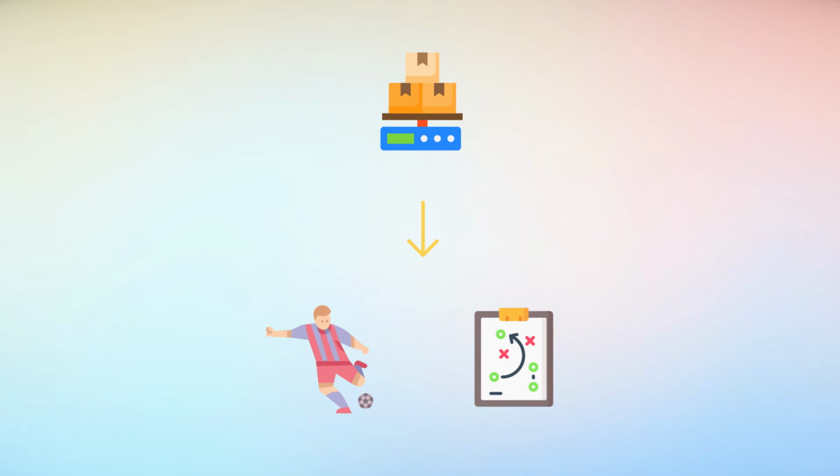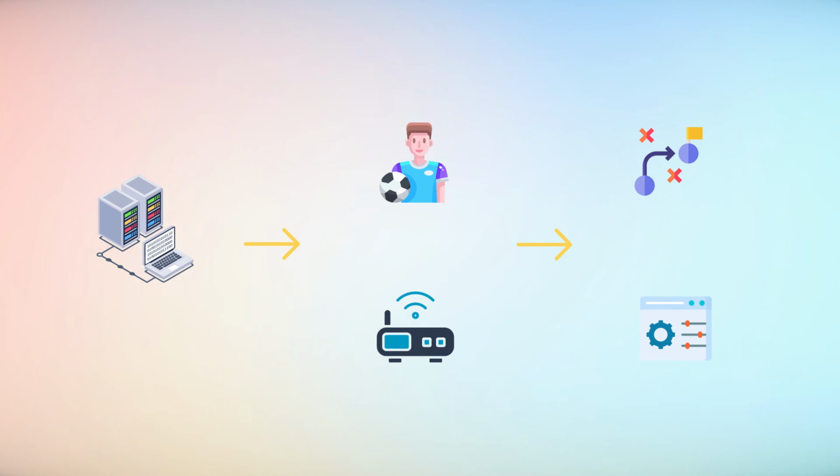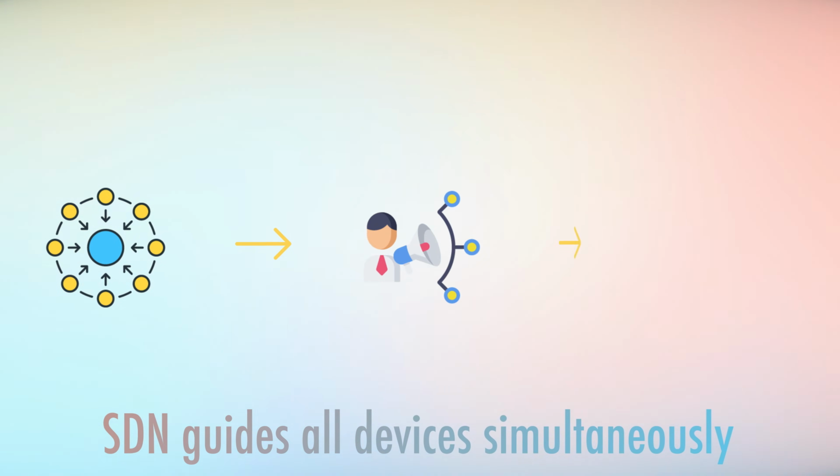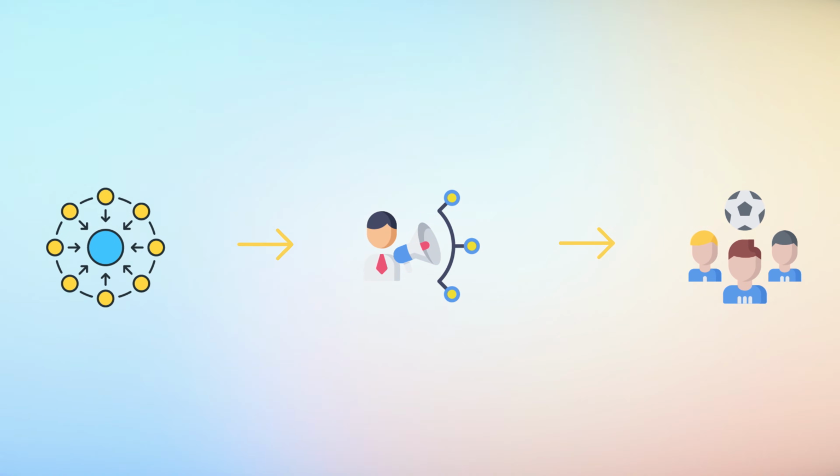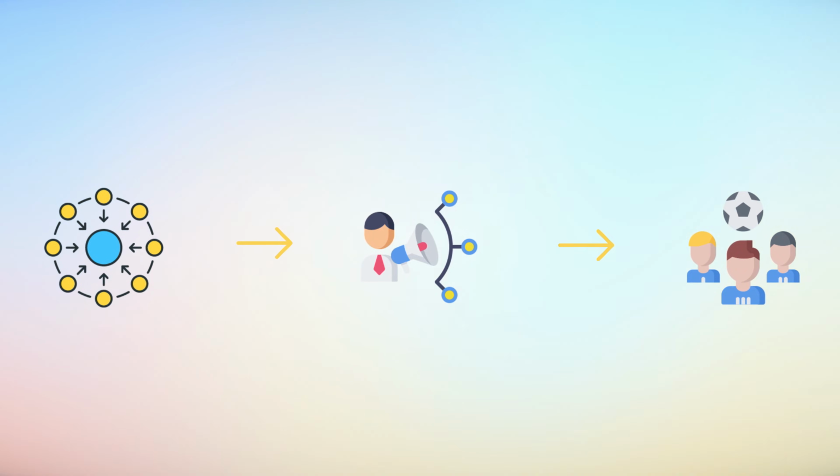Now, imagine the data plane as the players executing the decisions made by the control plane. In traditional networks, each player or device decides on its own moves based on its control plane. SDN, however, allows the central controller to guide all players simultaneously, ensuring a coordinated and strategic approach.